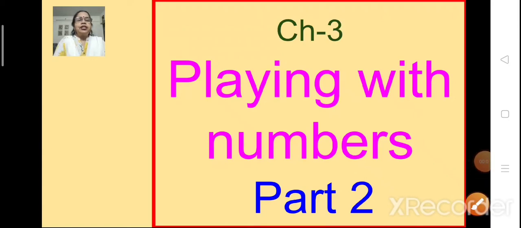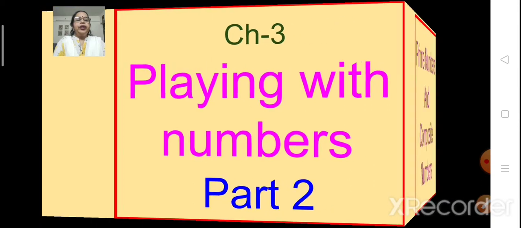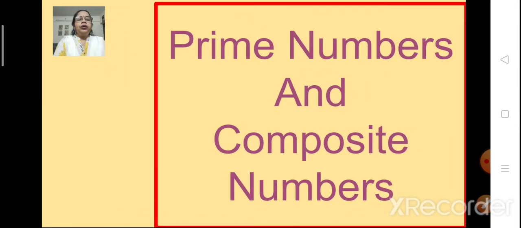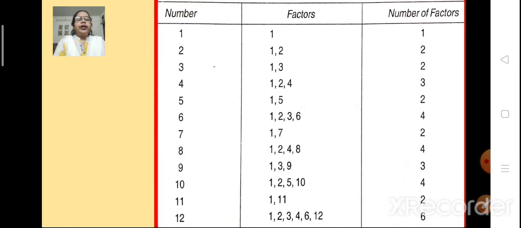In today's math session, we are going to continue with chapter 3, that is playing with numbers. This is part 2 of the chapter. In today's session, we are going to learn about the prime numbers and composite numbers. To understand this, let's look at this table and observe.